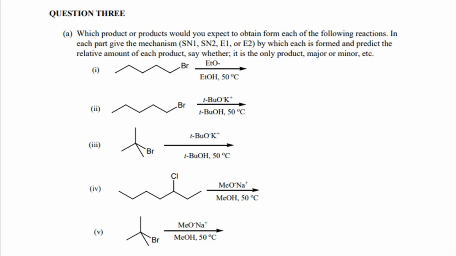In each, give the mechanism, whether it is SN1, SN2, E1, or E2, by which the product is formed, and predict the relative amount of each product. Say whether it is the only product, or the major product, or the minor product. So we've got 5 stems to this question. What we are really focusing on is the mechanism by which these reactions happen. So let's do them one by one and see.